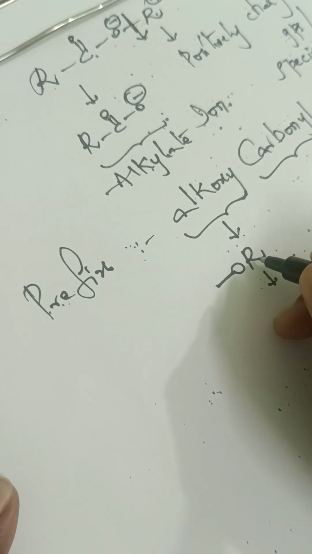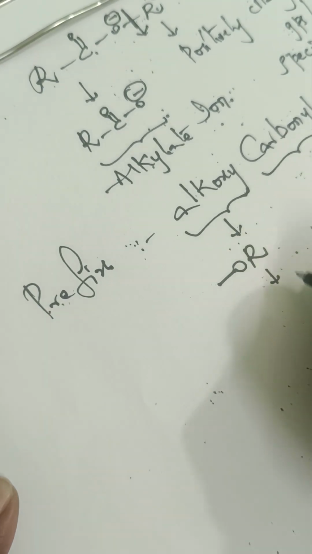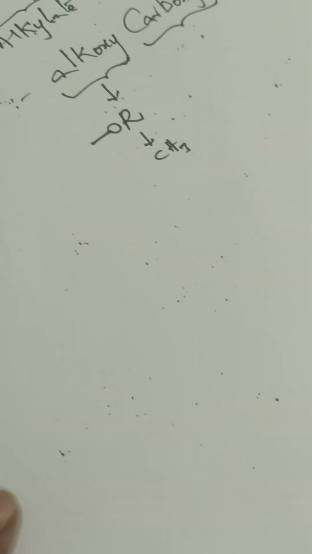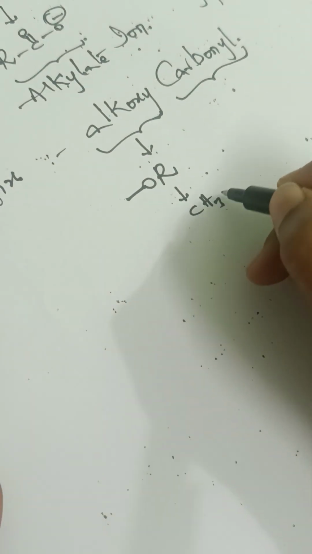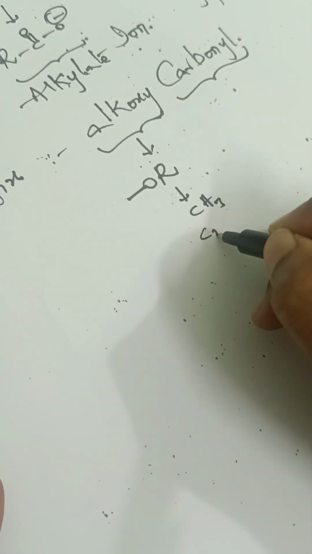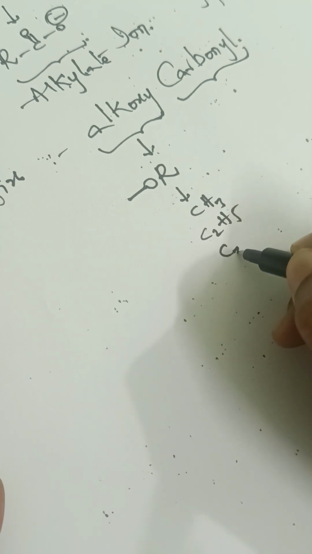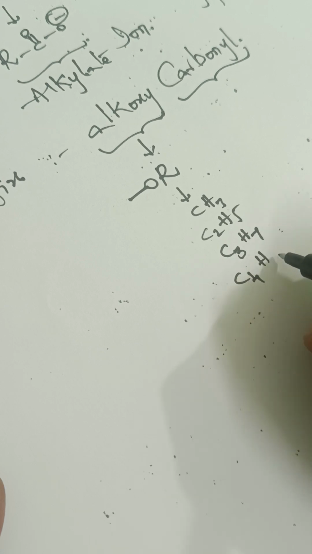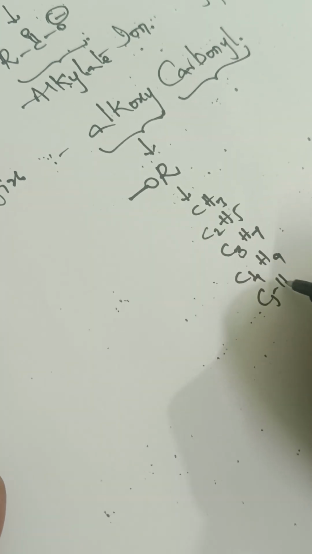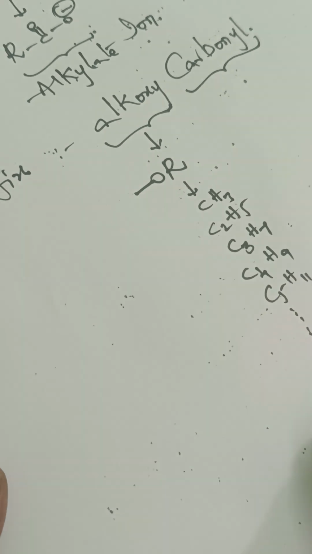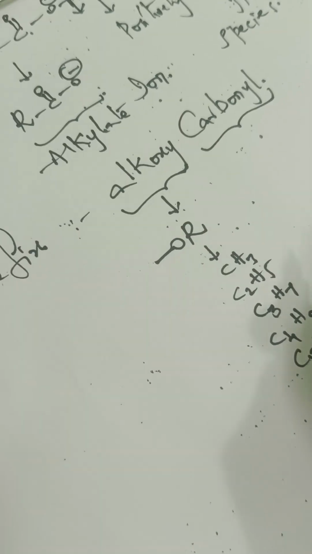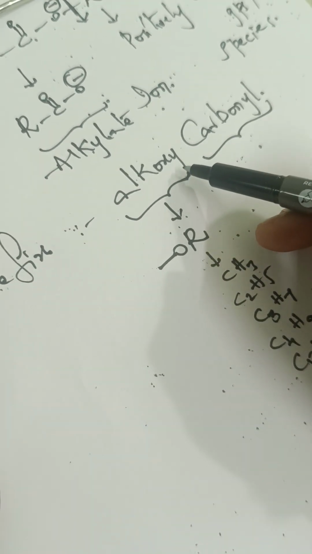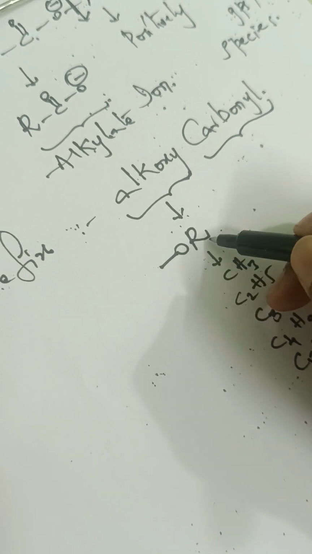What are alkyl groups? Already I have told you. The first member is CH3, this is methyl. Next, this is ethyl, propyl, butyl, pentyl. You can go like this, you can take any number of alkyl groups. So the general formula for the alkoxy group is OR.